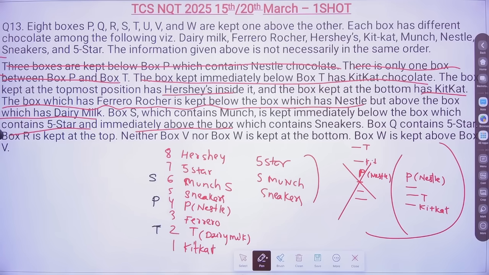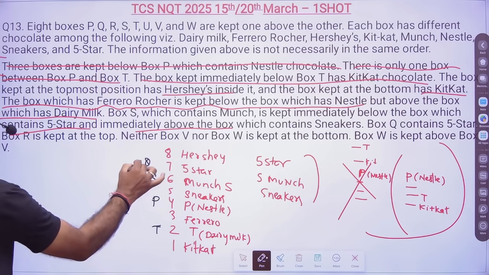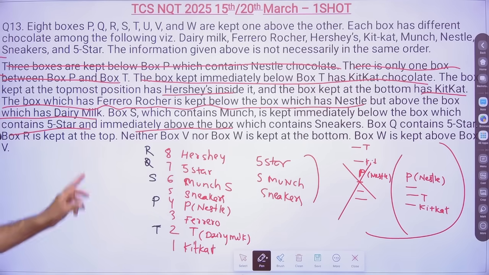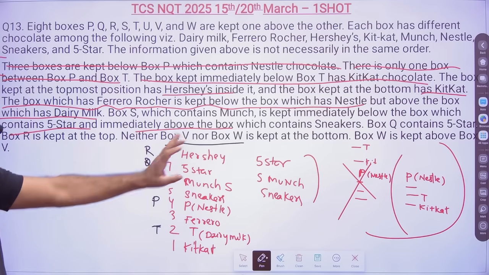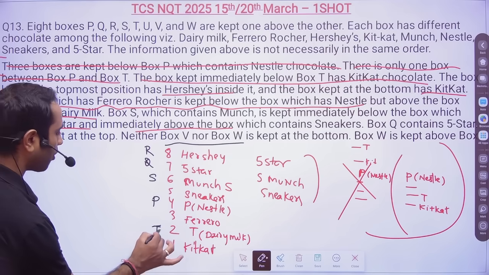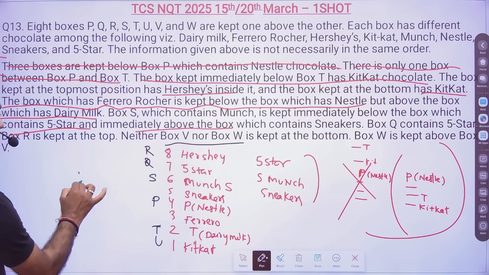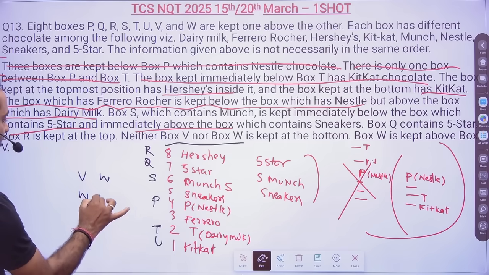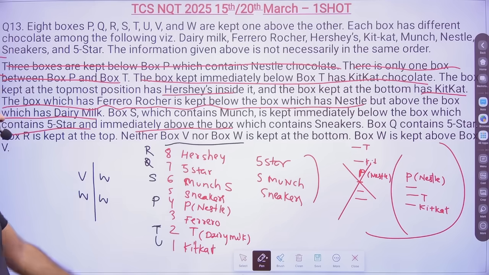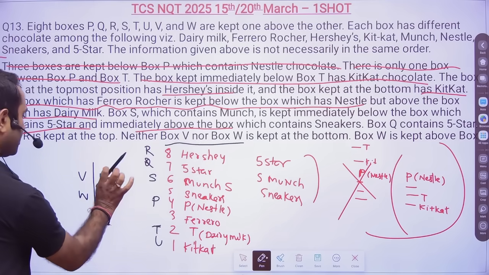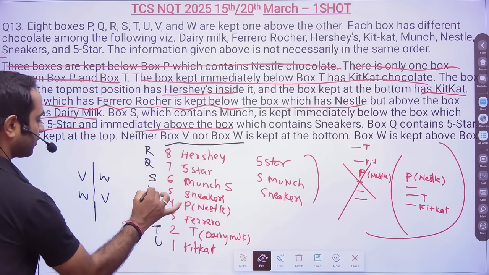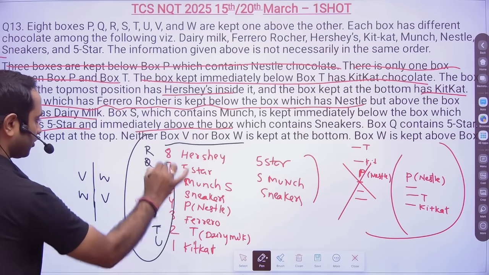And box Q contains 5 star. So this is nothing but 5 star. Box R is kept at the top. So this is R. So RQS. Neither box B nor W is at the bottom. So U will be at bottom. So B and W will be present like this. So these are the 2 ways in which we can place. They're telling box W is kept above. So box W is kept above. So WB. So this is the arrangement of the boxes.